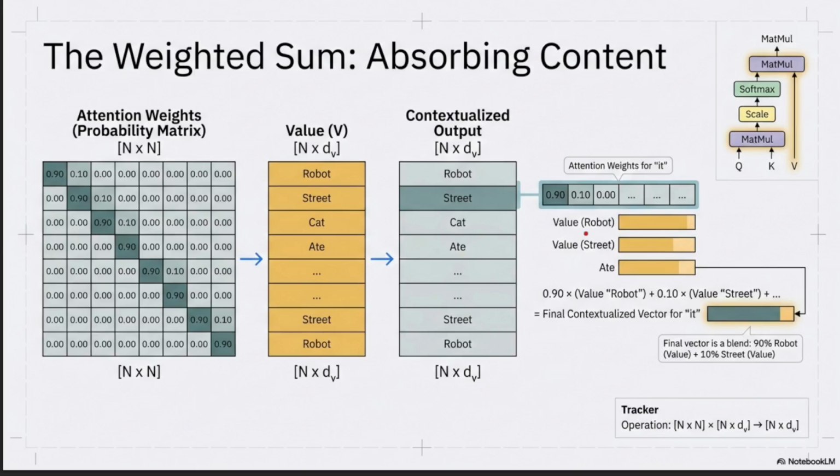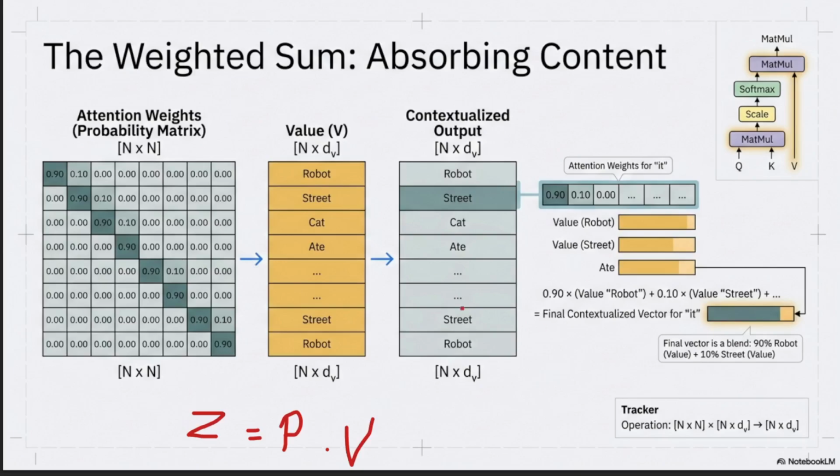So now this is the weighted sum step. We take our probability matrix 2 by 2 and multiply it by our value matrix 2 by 64. So the output Z is the probabilities multiplied by V, the value matrix.